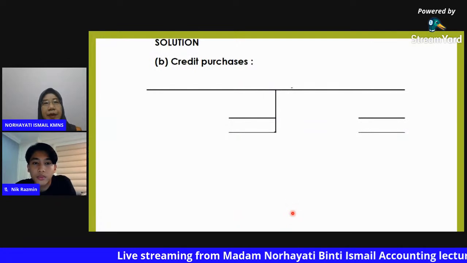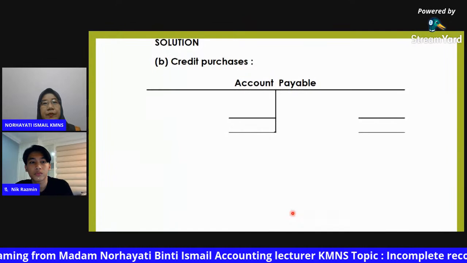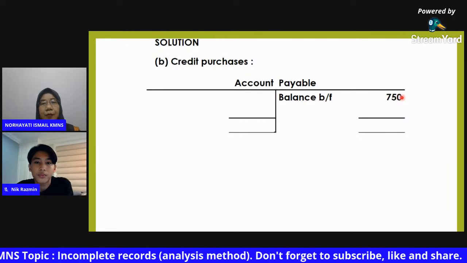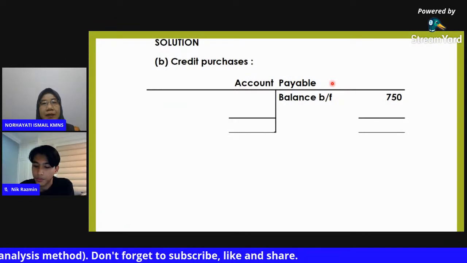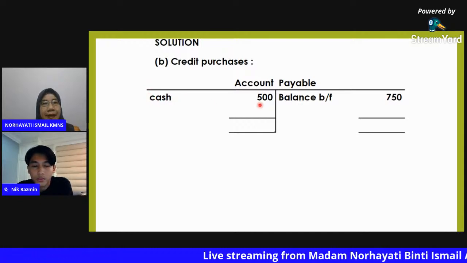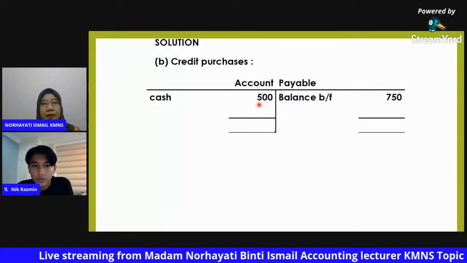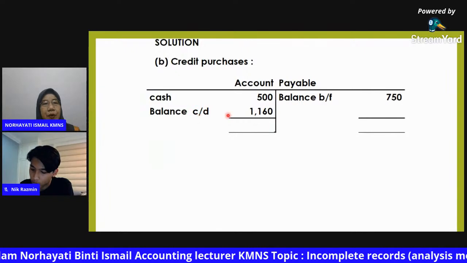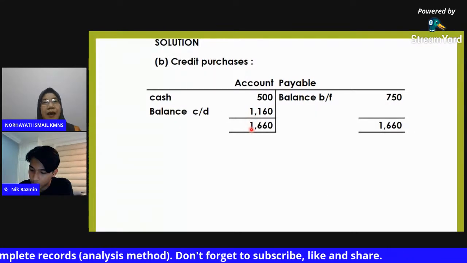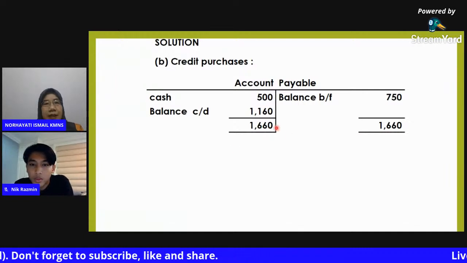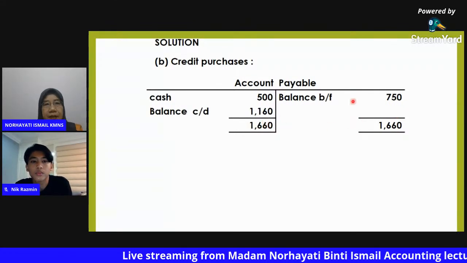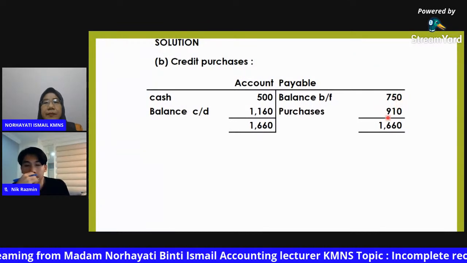The next step, we have to prepare account payable. So number one, given in the data, the balance brought forward on the credit side. Why? Because account payable is a liability. Number two, you can get the information from the cash book. We pay cash to account payable, so account payable debit. Number three, we get the information from the ending balance, and you must balance the debit side with the credit side. You can see that the debit side is bigger than the credit side. So the missing figure, the debit less 750, gives you the credit purchase.